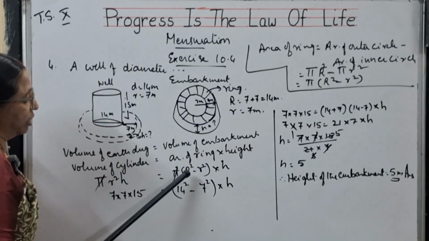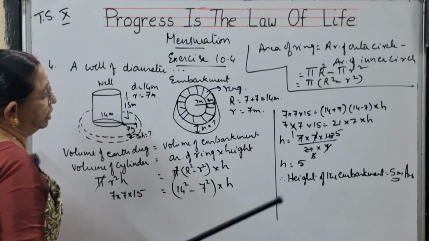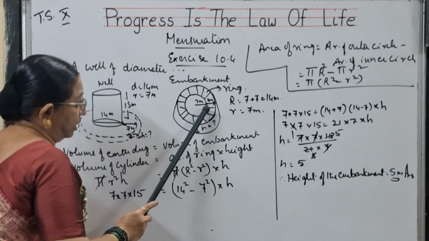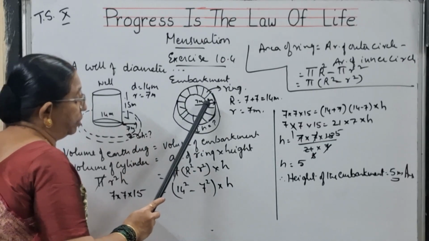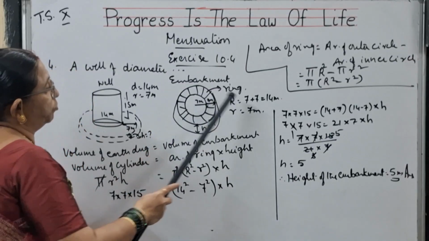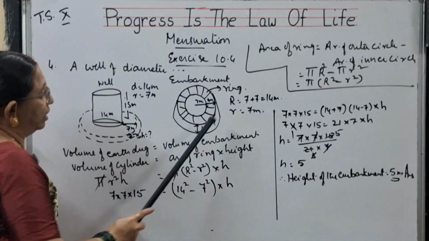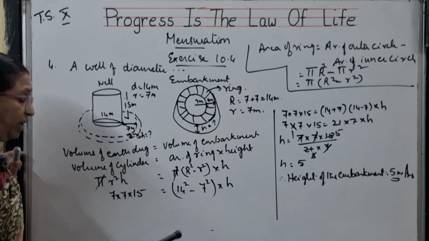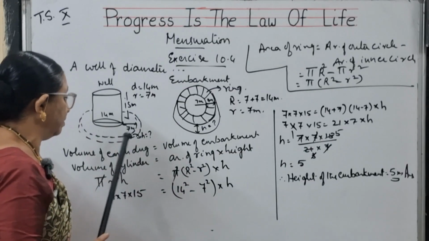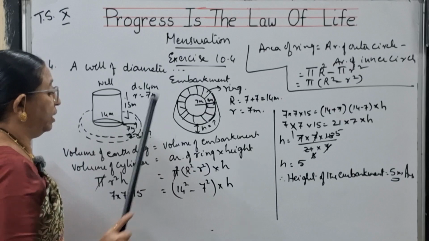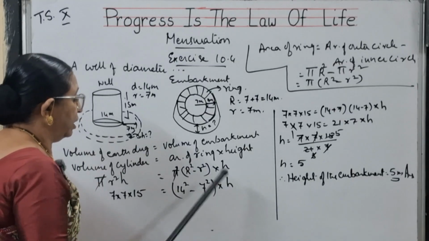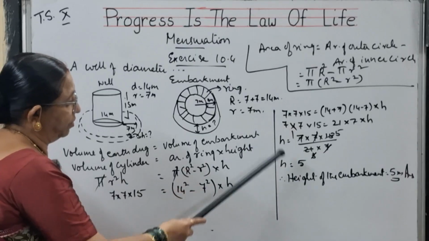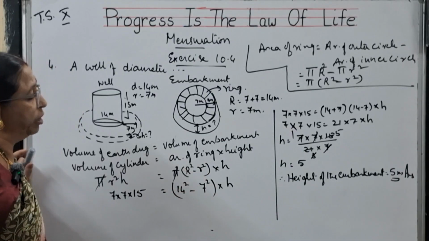That is pi into (capital R square minus small r square) into h. Here, what is capital R? It is the radius of the inner circle plus the width. So 7 plus 7, 14 meters. And the small r is, of course, the radius of the cylinder itself, that is the well itself, that is 7 meters. Since they have given diameter 14, radius is 7 meters, into height. So I have taken the values and calculated here, children. I hope I am clear.